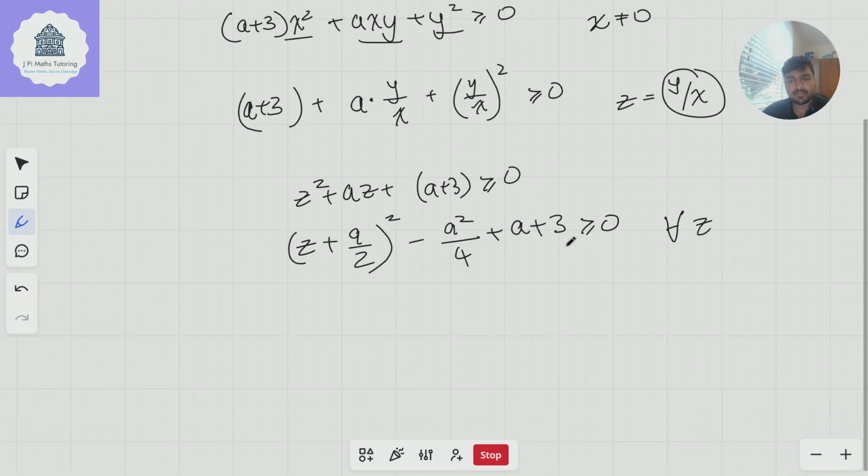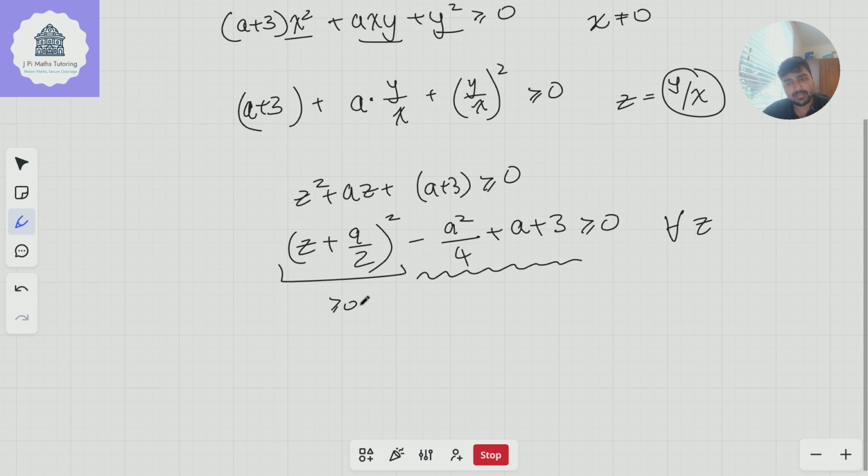And so in particular, that means that this part here must be at least 0. Why is that? Well, the minimum that this squared function can be is when z equals negative a over 2, because here it's something squared. Anything squared must be at least 0. And so the minimum is when z plus a over 2 is 0, so when z is minus a over 2. So this thing here is at least 0.